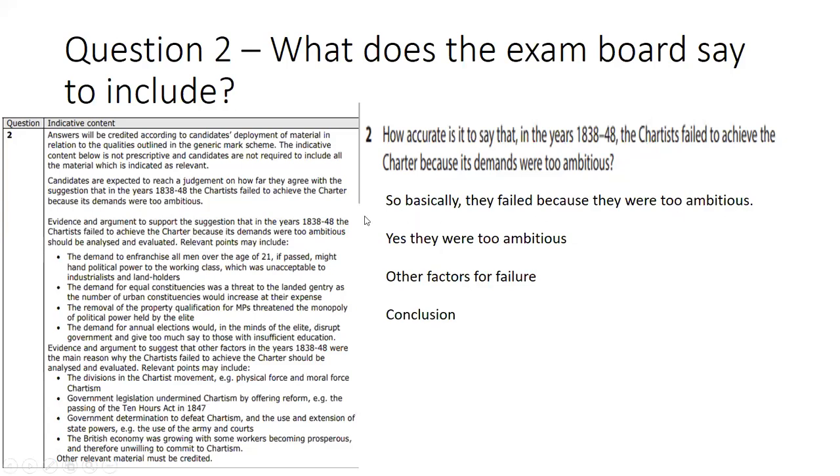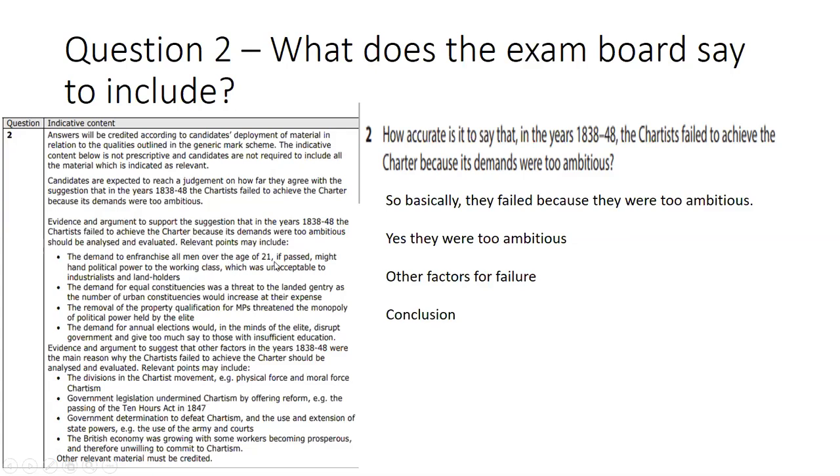So basically the question is, they failed because they were too ambitious. Your first section will be yes, they were. Then you're going to look at 2 or 3 other factors about why they weren't, and it was other reasons for failure, and then look at a conclusion. Okay. So this is what the exam board say. So yes, they were too ambitious.